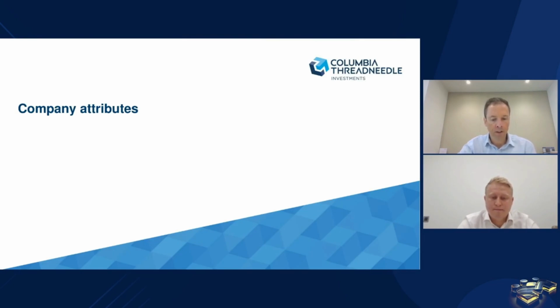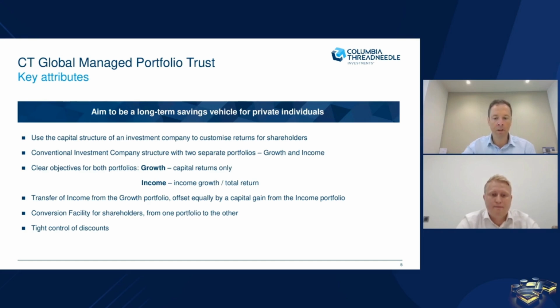Okay, so before we get into the process and the portfolio update, it's worth just recapping on some of the key attributes of the CT Global Managed Portfolio Trust, which aims to be a long-term savings vehicle for private individuals, really designed to be a one-stop shop for investment trust exposure. It's a conventional investment company structure, but uniquely it has two shares. So it has the growth shares and the income shares.